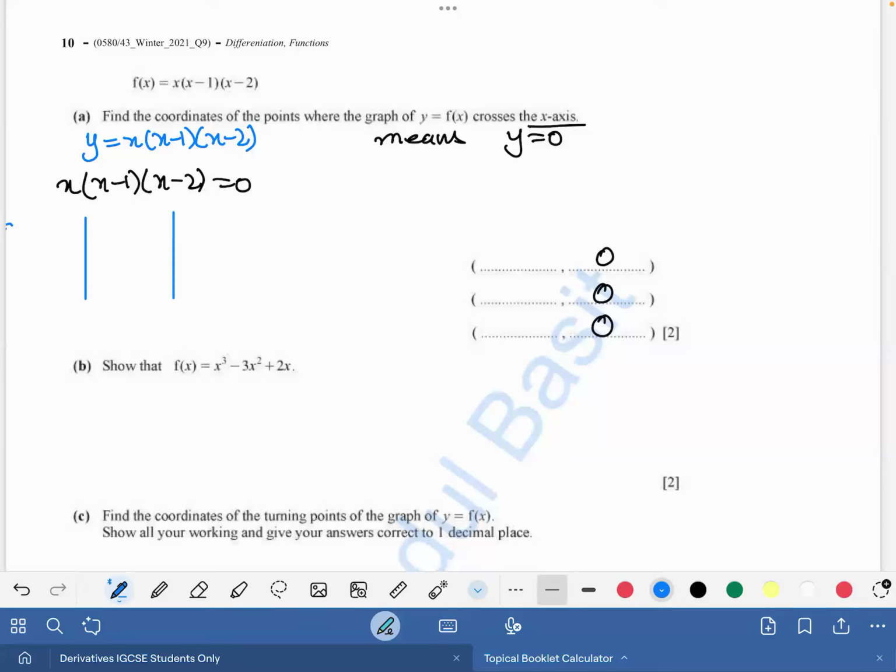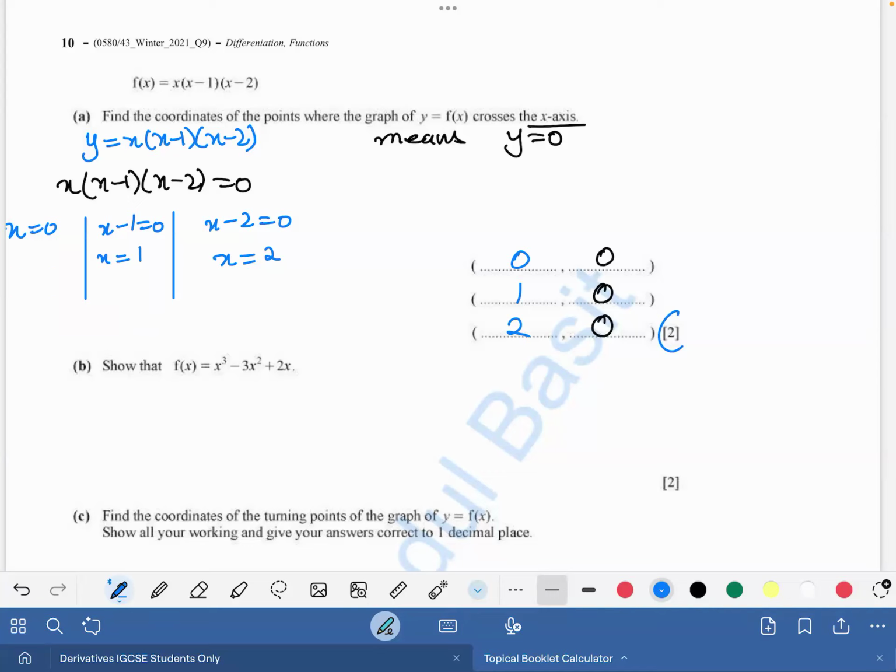एक दफा हो जाएगा बेटा x इज इक्वल टू 0, एक दफा हो जाएगा बेटा x माइनस 1 इक्वल 0, एक दफा हो जाएगा बेटा x माइनस 2 इक्वल 0. तो x इज इक्वल टू 1 और x इज इक्वल टू 2. So x is equal to 0, 0; x is equal to 1, 0; x is equal to 2, 0. These are the 3 points where the graph will intersect the x-axis.